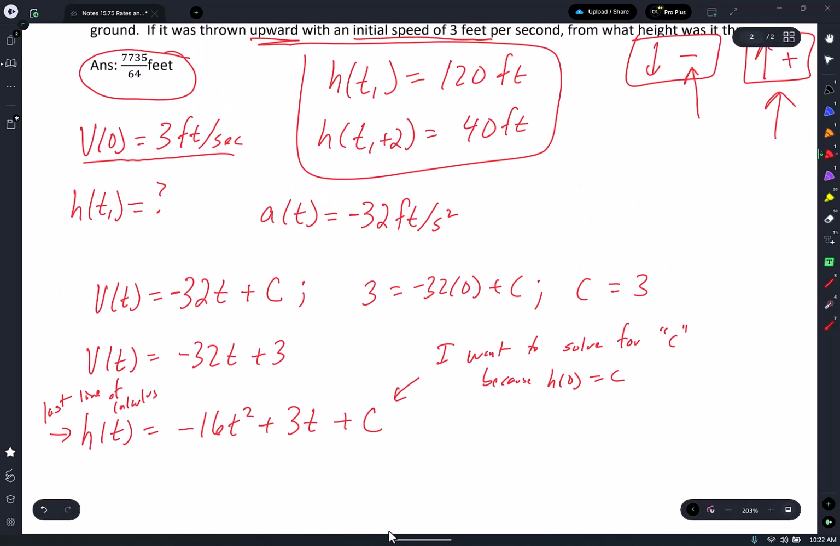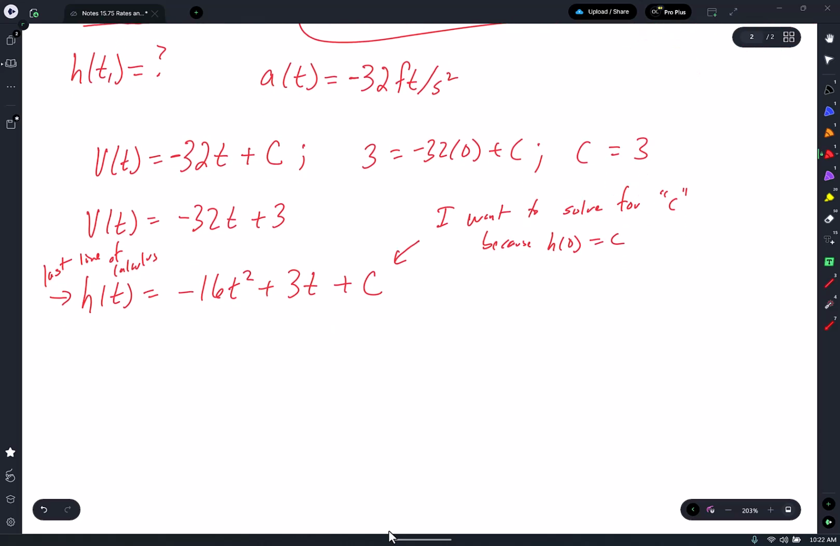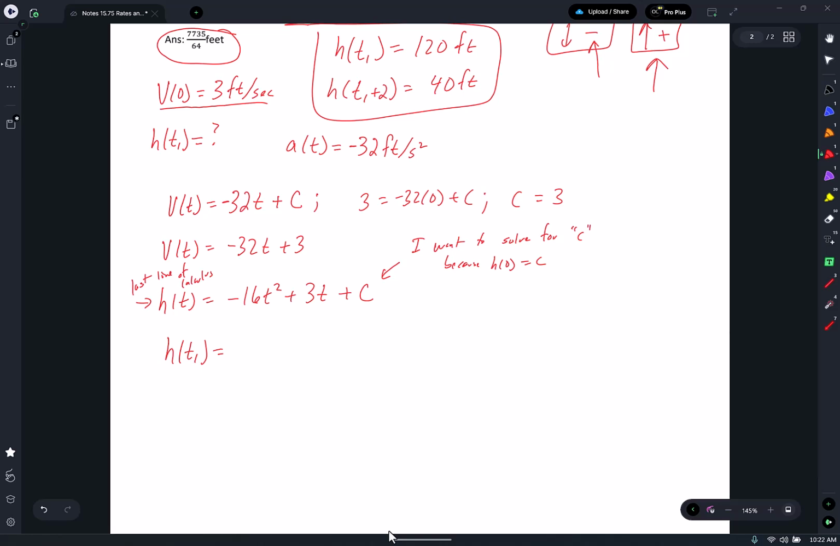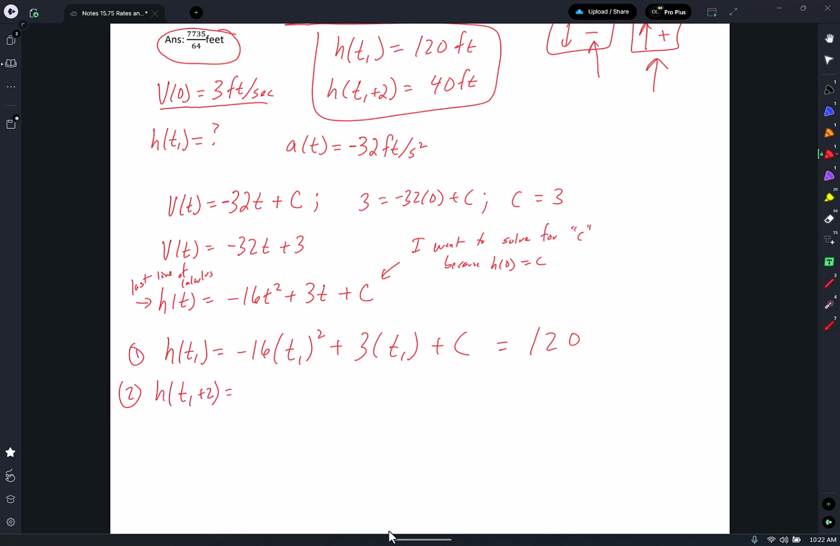All right, so here we go. I'm going to plug in T1 and T1 plus 2. So h of T1 is equal to negative 16 parentheses T1 close it squared plus 3 parentheses T1 close it plus c equals 120. I'm creating a system. That's my first equation. Second equation, h of T1 plus 2 is equal to negative 16 parentheses T1 plus 2 close it squared plus 3 parentheses T1 plus 2 close it plus c, and that one equals 40.